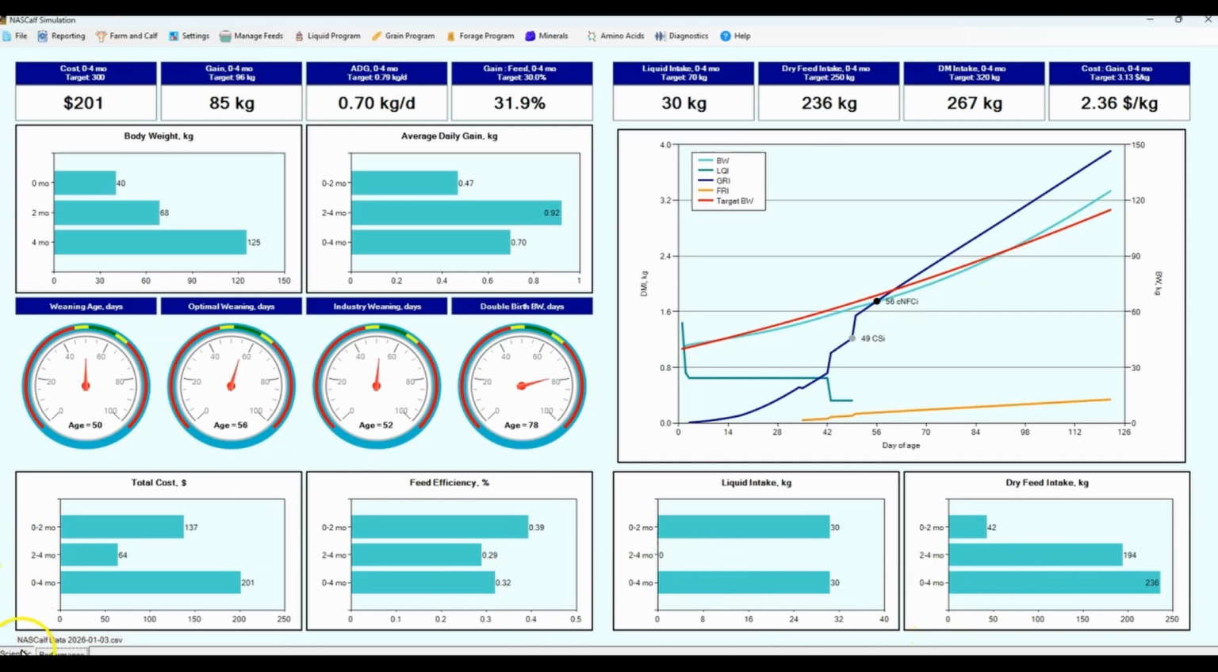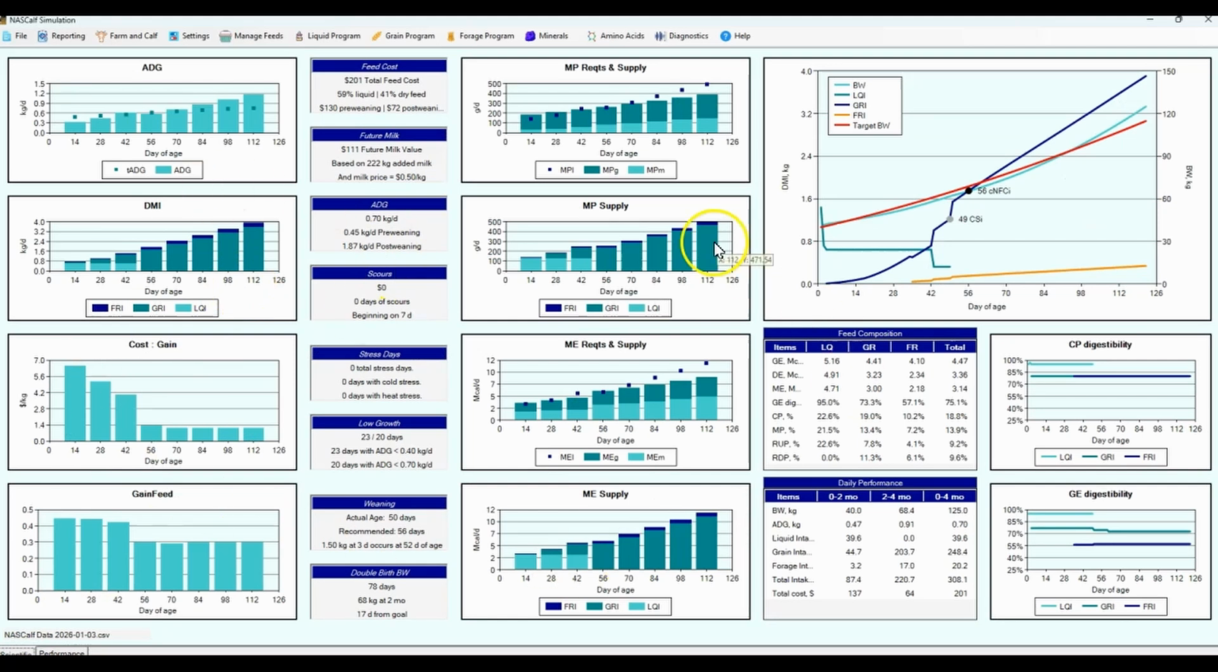The scientific screen provides deeper insight into nutrient adequacy. For example, at days 14 and 28, metabolizable protein intake is below the target needed to support our chosen growth rate of 700 grams per day. This shows that a 20/20 milk replacer does not supply enough metabolizable protein to meet that goal, an important takeaway from this example. Finally, the graph on the right summarizes the feeding program visually.